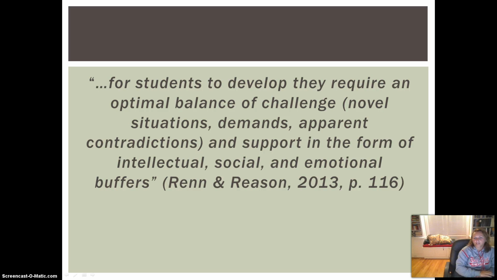So the quote that stood out to me this week was: for students to develop, they require an optimal balance of challenge, including novel situations, demands, apparent contradictions, and support in the form of intellectual, social, and emotional buffers.